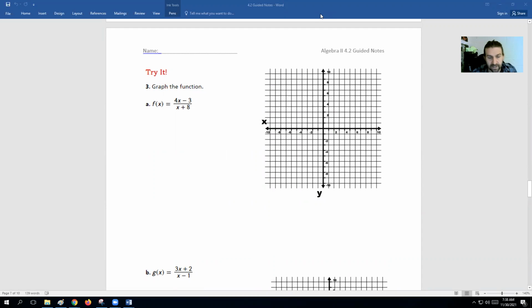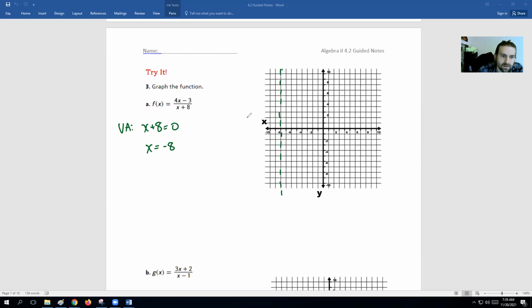So let's try to graph this one here without using a graphing calculator, and then we'll just double check if we did this right. All right, so if we want to find our vertical asymptote, we set the denominator equal to 0. That means we have a vertical asymptote of x equals -8. So I'm going to draw that in right here.